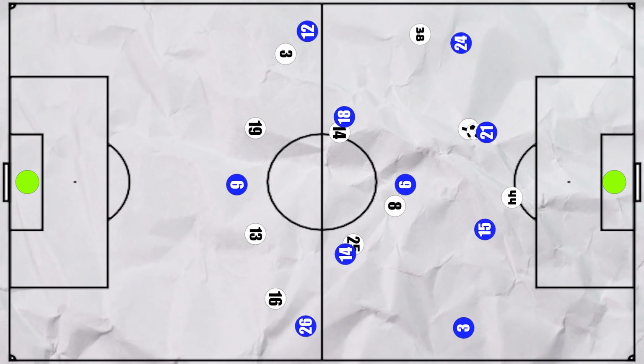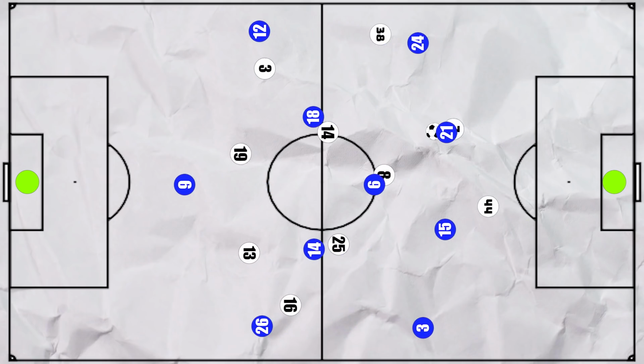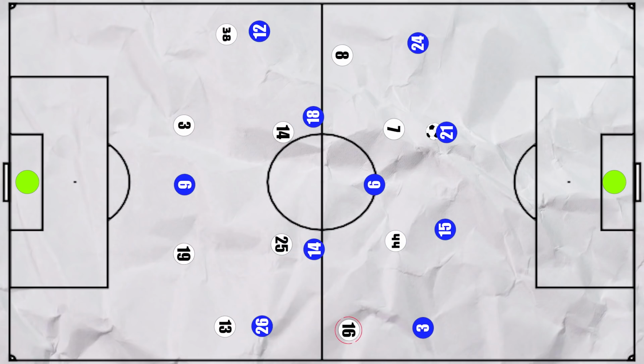But when Sampdoria did manage to get higher up the pitch, Juventus actually shifted their shape to a 4-4-2, with Cuadrado joining the midfield line and Ramsey coming to left midfield, whilst Danilo then became the right back. This meant that they countered the natural 2 versus 1 advantage Sampdoria would have had in the wide region using the default shapes.